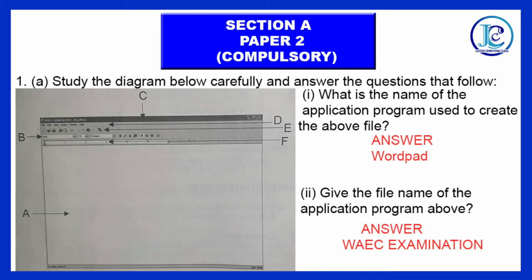Then 2, give the file name of the application program above. Now they're asking what the file name is, which means the name used to save the file. The name is WAEC examination. You check on the top over there, you see it boldly.